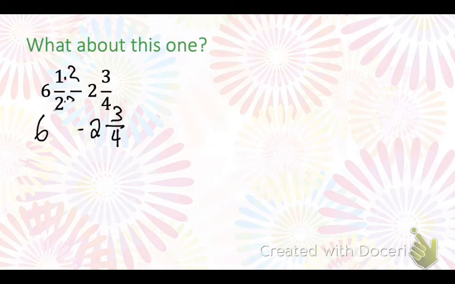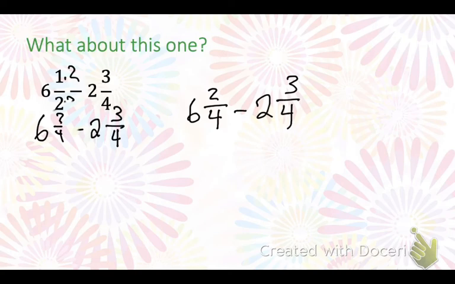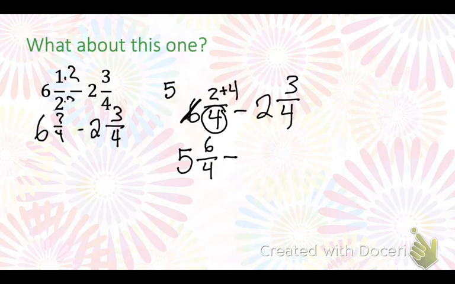So I'm going to rewrite this over here so I have more room. So I have 6 and 2/4 minus 2 and 3/4. Again, I cannot just subtract right now. I need to do something called borrowing. So I'm going to borrow a whole from the 6. So this 6 is going to become a 5. And when I borrow, I take the denominator, so this 4, and I add it to the numerator. So now my new fractions are 5, 2 plus 4 is 6 over 4 minus 2 and 3/4.